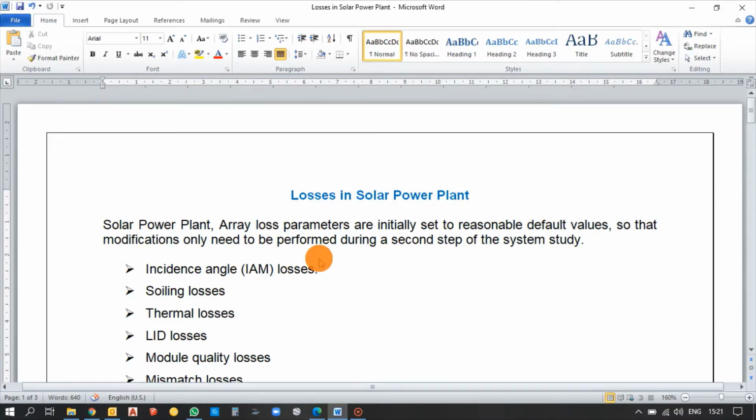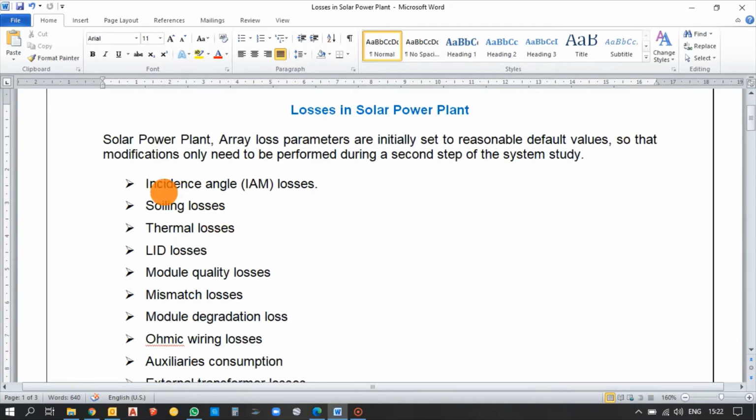Hi guys, today we are going to see what are the types of losses in a solar power plant. When you simulate in PV-SYST software, most of the losses will be taken as default. Some you will determine depending upon the site condition. It may be a sheet roof, or RCC, or ground mounted, and depending upon the latitude and longitude, you will change the parameters of the losses. So let's see the losses one by one.